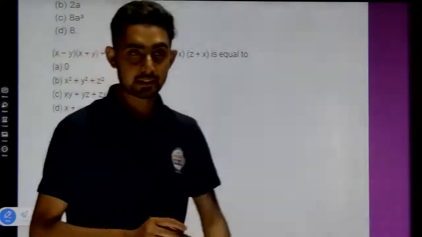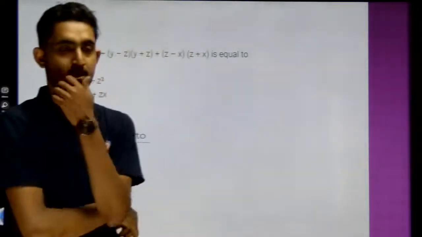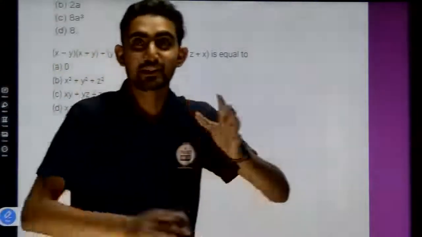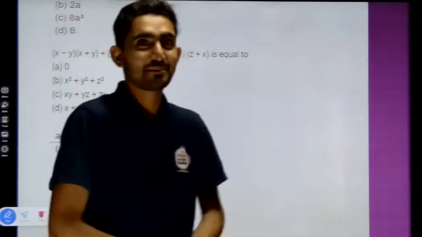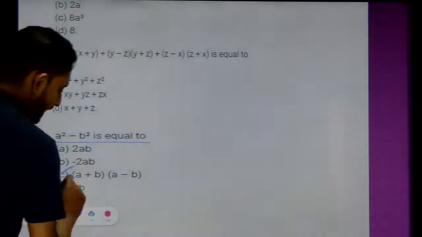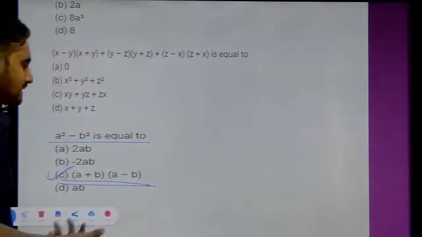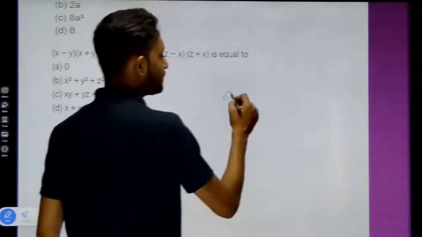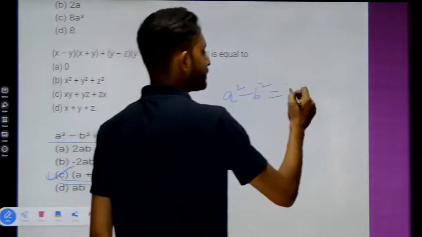Let's see. Now students tell me, a square minus b square is equals to what? a square minus b square is equals to what? Option number C. Yes, you people will have trouble writing it now, right? This is a very big formula: (a plus b)(a minus b). That's why you are writing option number C. Very good. Option number C is the correct answer.